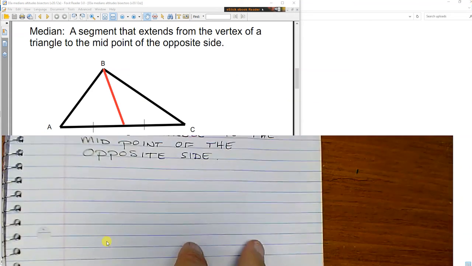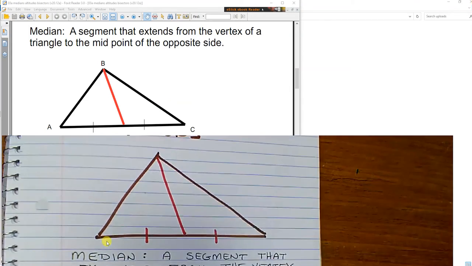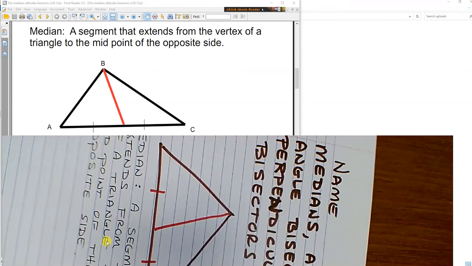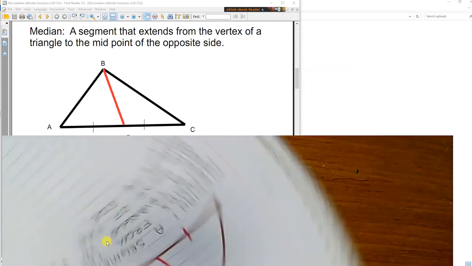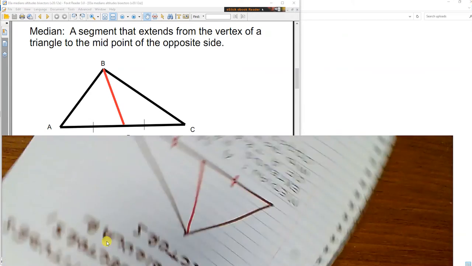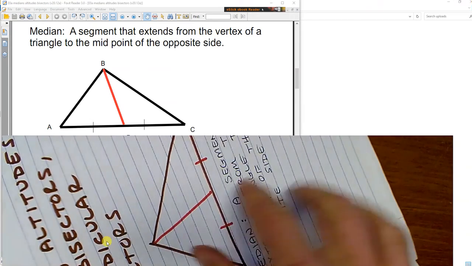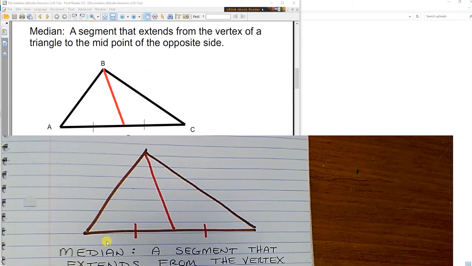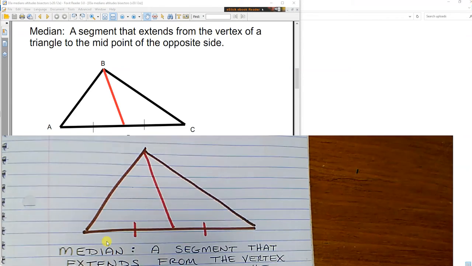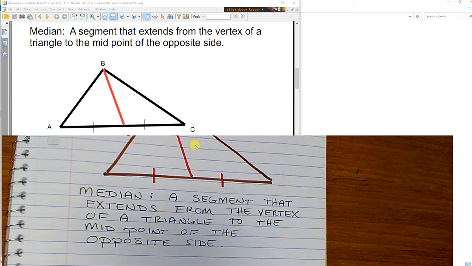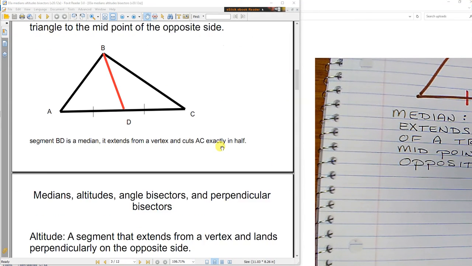And don't always think that they have to be oriented perfectly like that. Remember, that is still a median, and now it's still a median, and it's still a median. So I know I kind of draw them so that we orient them nicely, but they're just medians. Okay, that's a median.